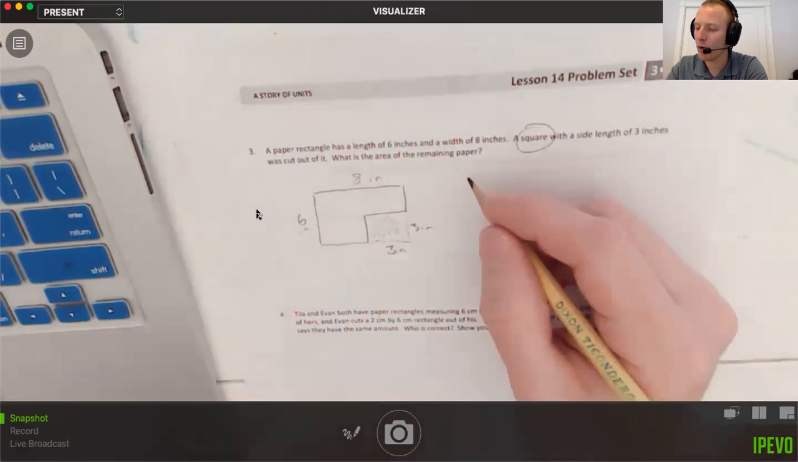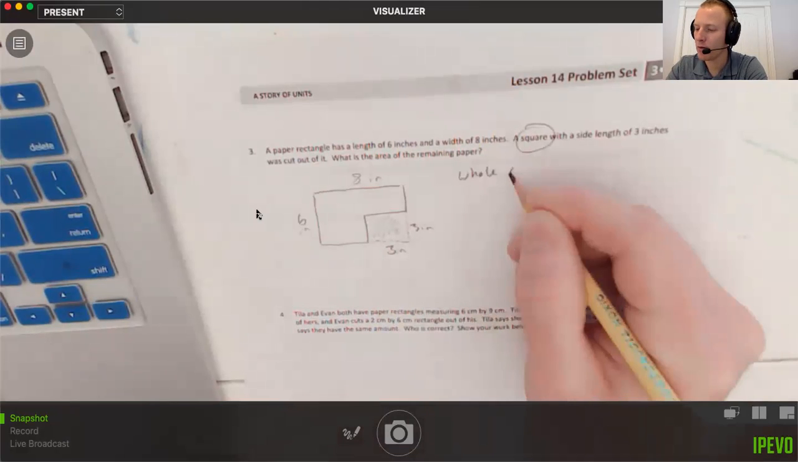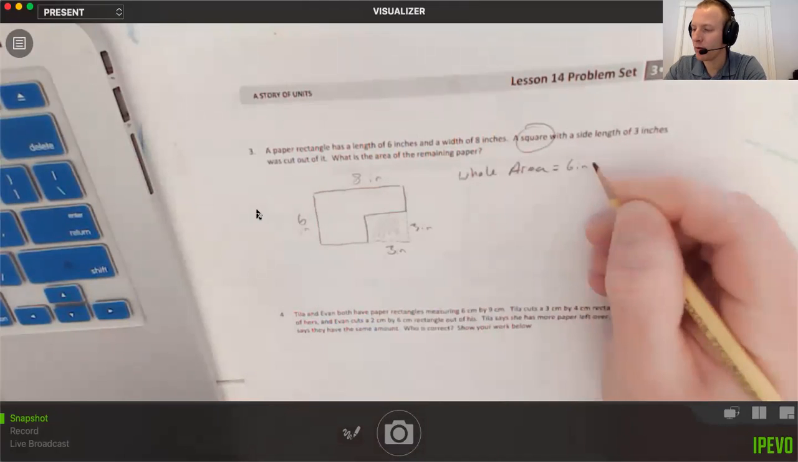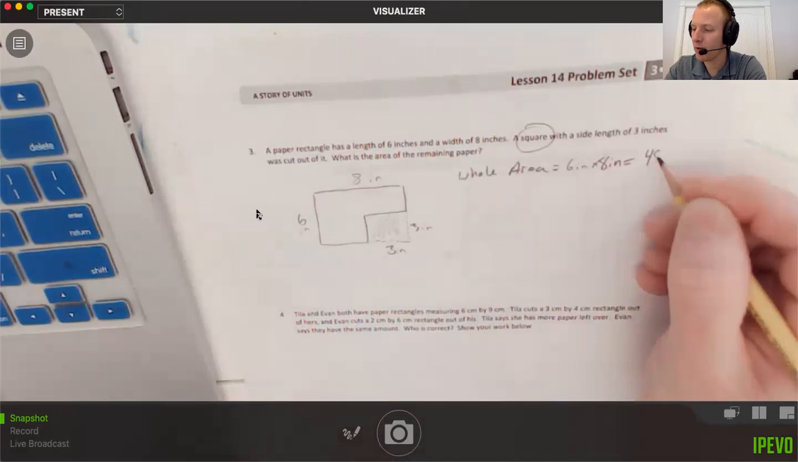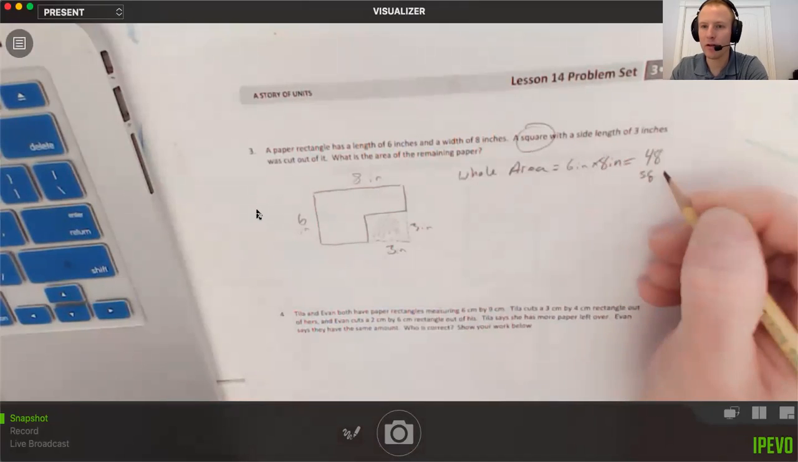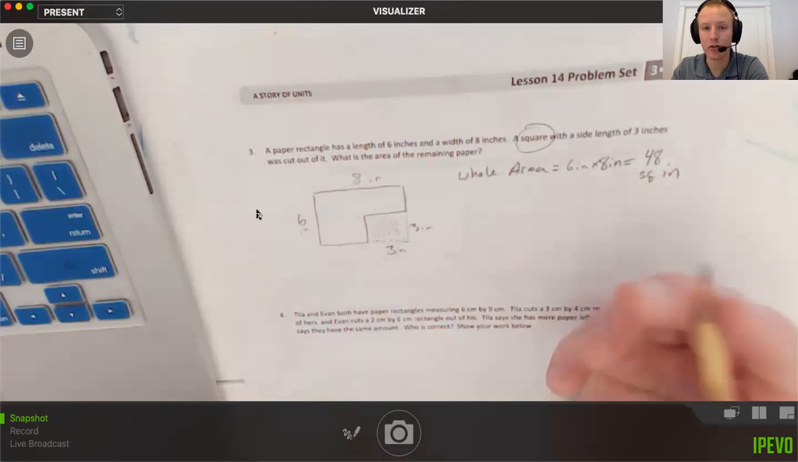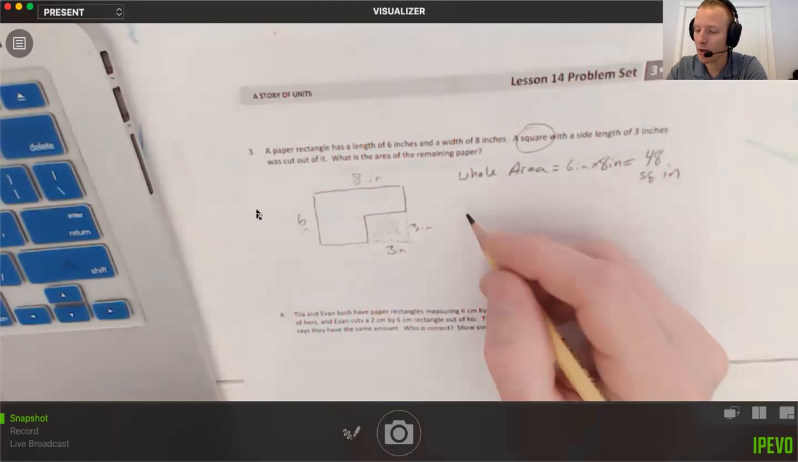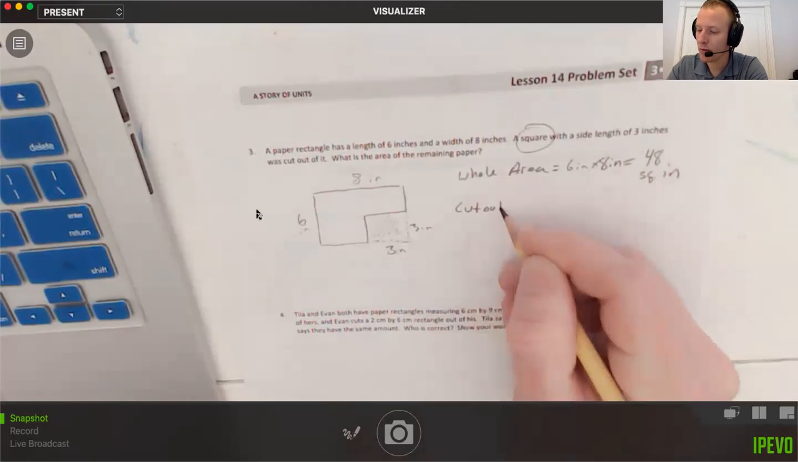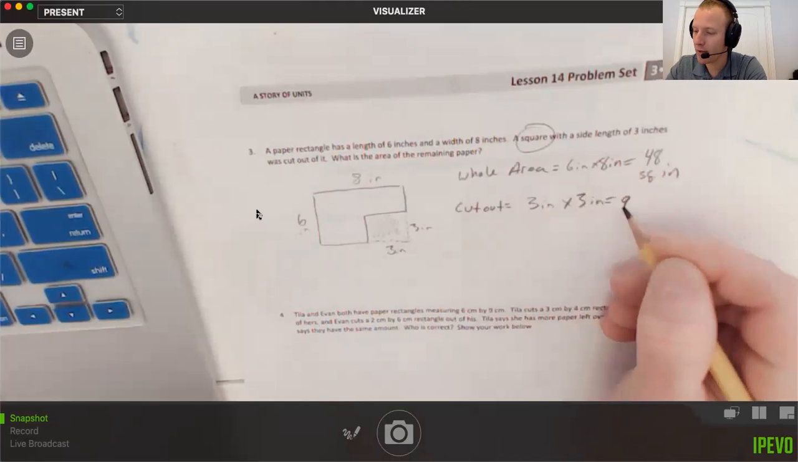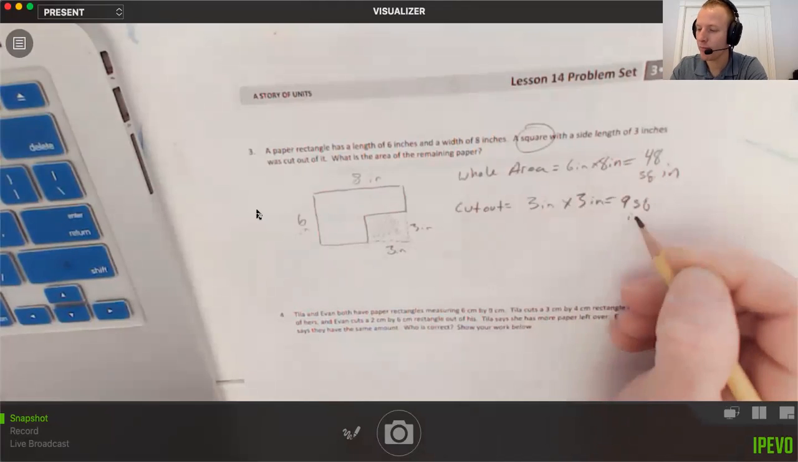So my whole area is 6 inches times 8 inches equals 48 square inches. Right. Now I'm going to subtract this square down here, which is 9 square inches. 3 times 3 is 9. So cut out, 3 inches times 3 inches equals 9 square inches.